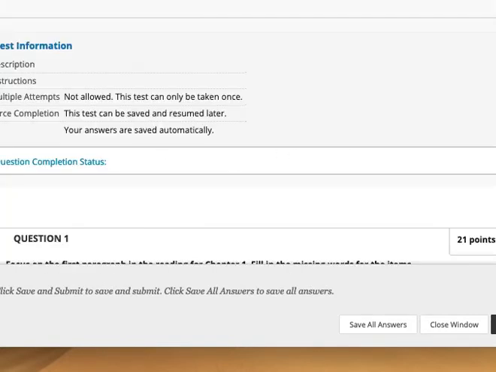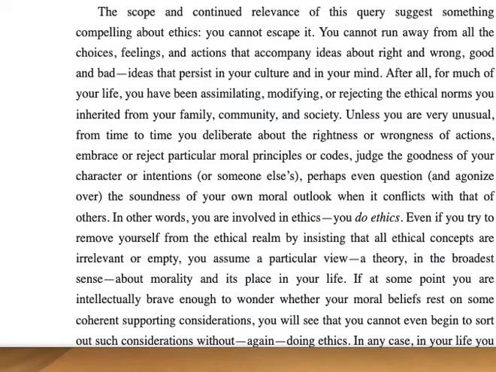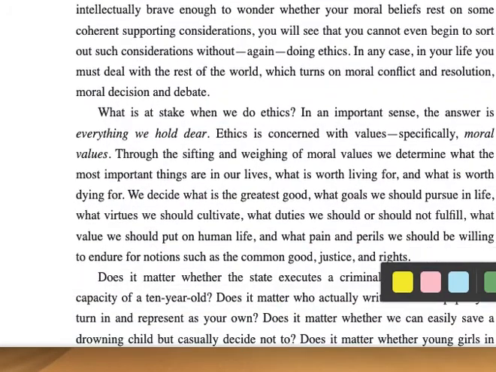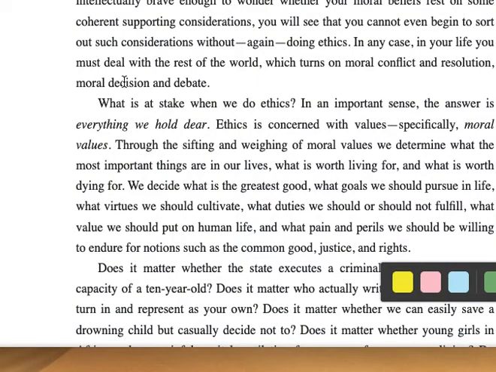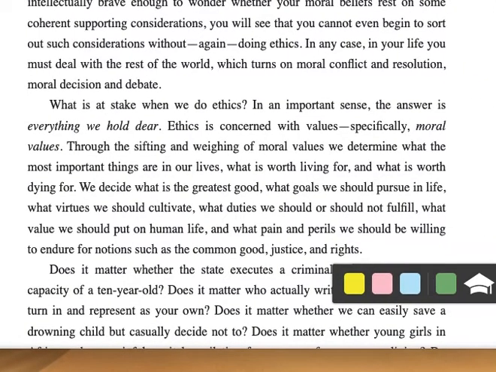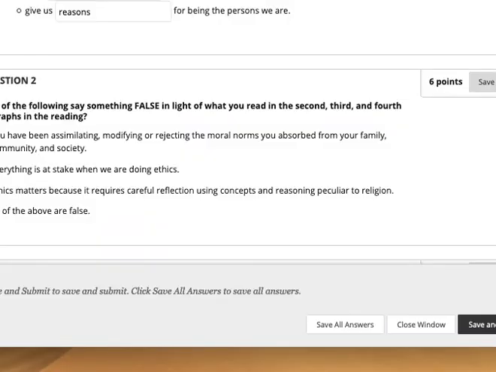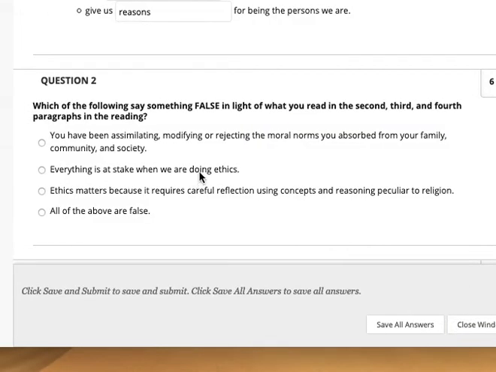Let's go to the third paragraph. So that's paragraph 2. This is paragraph 3. It says, what is at stake when we do ethics? So yeah, the answer has to be in there. In an important sense, the answer is everything we hold dear. In other words, everything is at stake when we do ethics. So this statement does not say something false with respect to the paragraphs. If I look at these 3 paragraphs, I will see that this is a statement that aligns with what the author says.